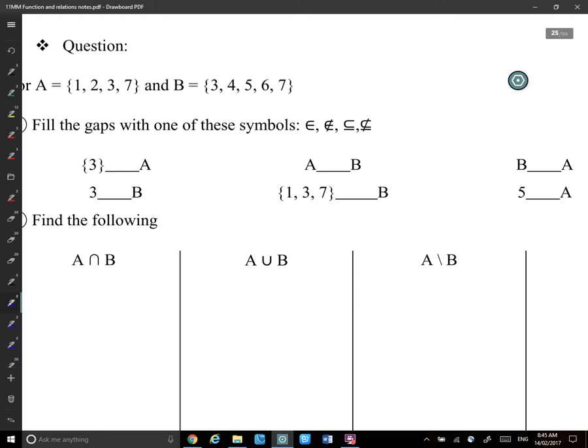Okay, you want to choose between that. You will think about, is that an element and a set, or a set and a set? Are we talking about relationship between an element and set or set and set? It's very easy to make mistake.